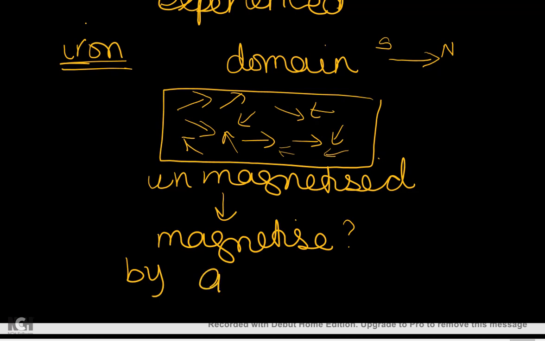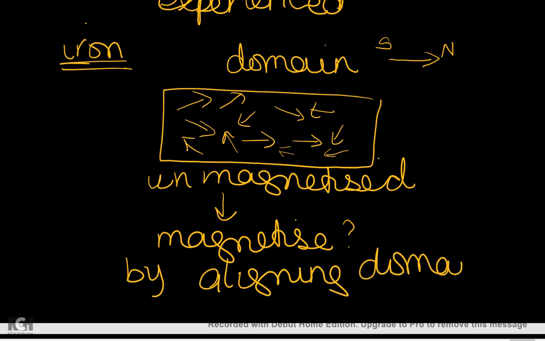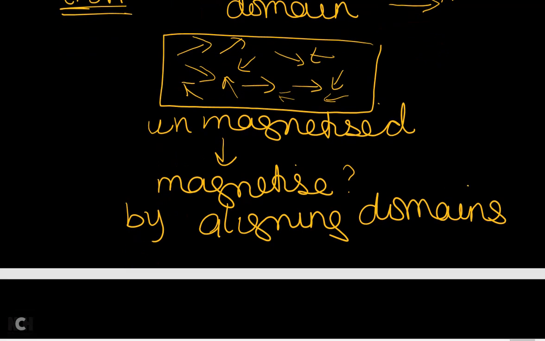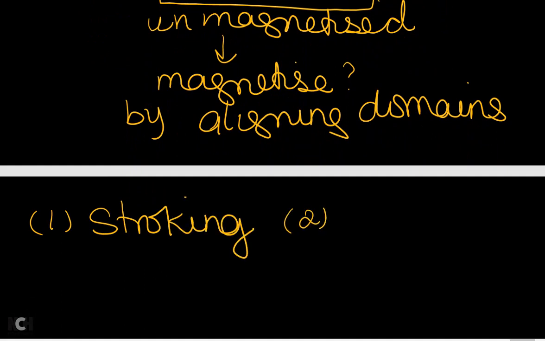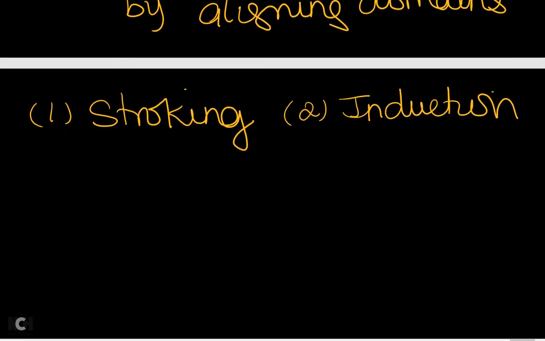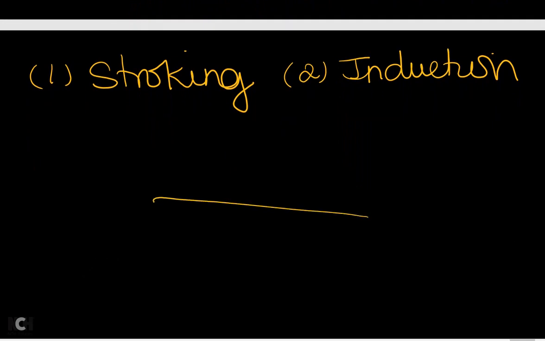By aligning the domains. Now, there are two ways I can align the domains. The first way is a more permanent way, which is called stroking, and the second way is a temporary way, which is called induction.